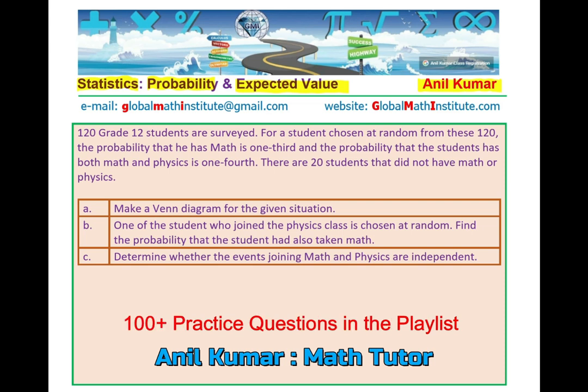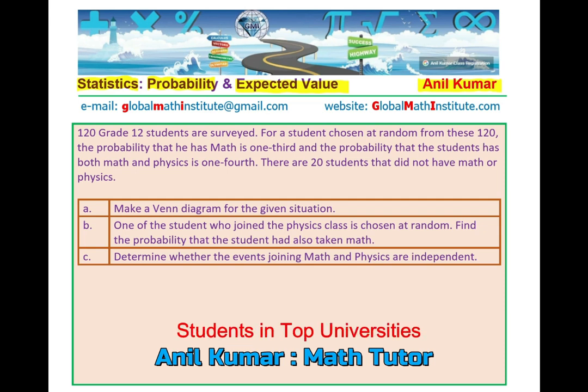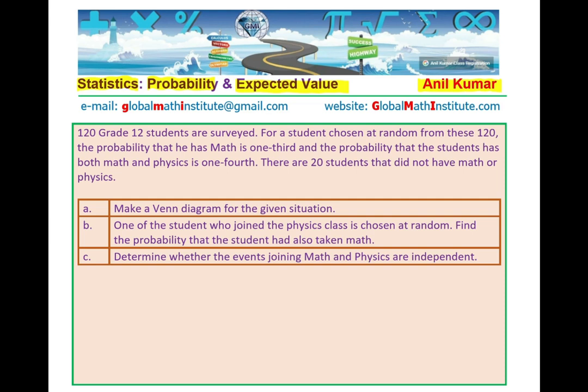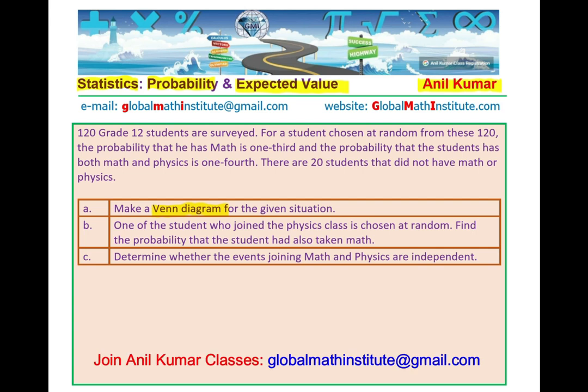120 grade 12 students are surveyed. For a student chosen at random from these 120, the probability that he has math is one third, and the probability that the student has both math and physics is one fourth. There are 20 students that do not have math or physics. So that is the situation given to us. First, you need to make a Venn diagram, and that should help you to answer the following questions.